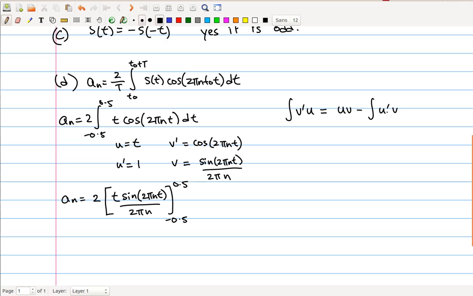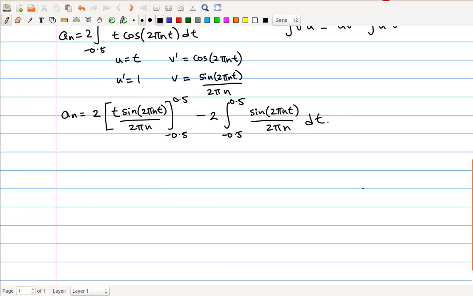Then I have to do the second bit. Okay, so this is now minus, and don't forget the 2 out the front, so I'm going to leave that here. And this is the integral, don't forget the limits, of now this is u dash v. So u dash is here, v is here, and multiply them together by 2 pi n dt. Good. So that's basically what we have. Okay, so let's simplify this a little bit more. I'm not going to touch this. Let's just finish off the integral first.